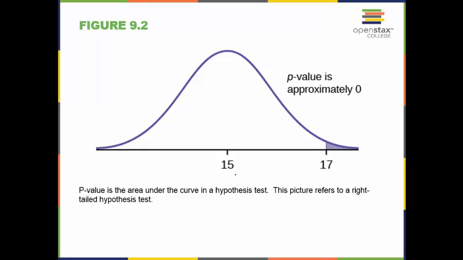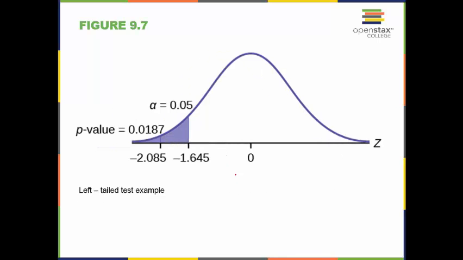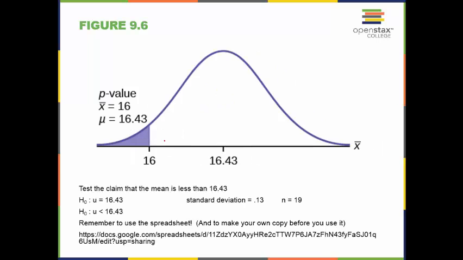Okay. Again, this is just some pictures of p-values, left-tailed. Here, the p-value is 0.0187, and its corresponding test statistic was negative 2.05. When alpha is 0.05, anything from 0.05 to the left is considered the rejection region for H0, and this is the rejection region.